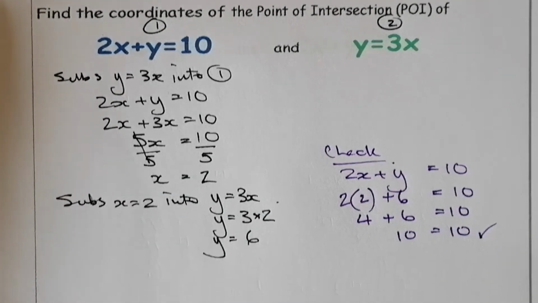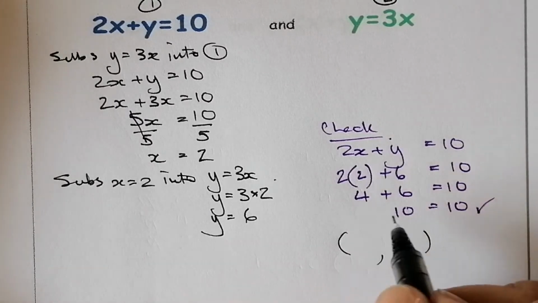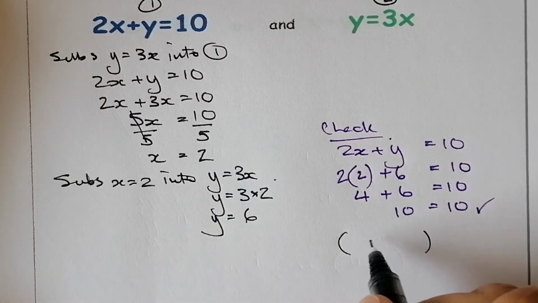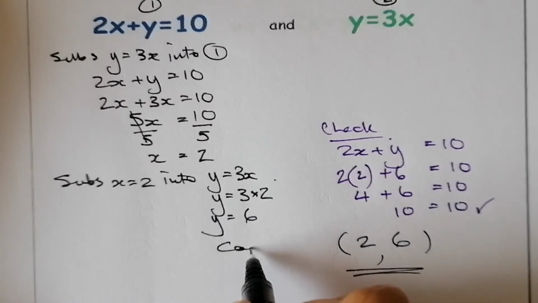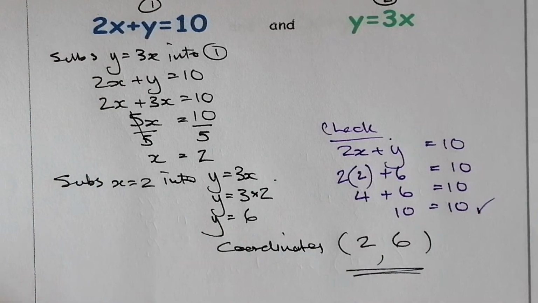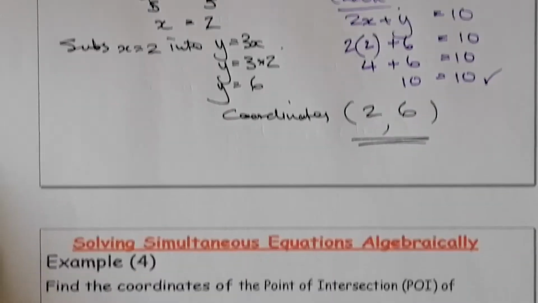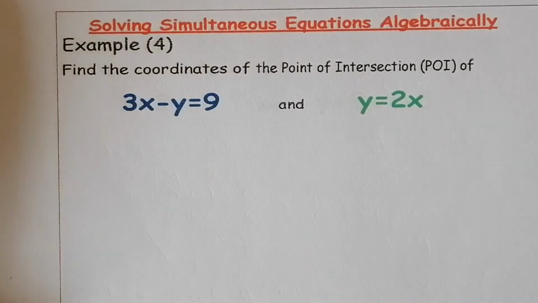Okay, so from there I'll just write my coordinates. So the coordinates are going to be, let's see, 2 for x, 6 for y. Okay, so that's the coordinates to the point of intersection. Right, similar question. So you could freeze the video and try this one also, okay? Go for that.